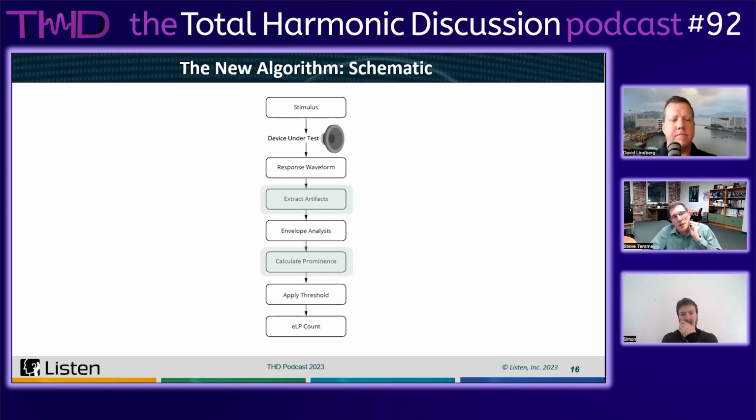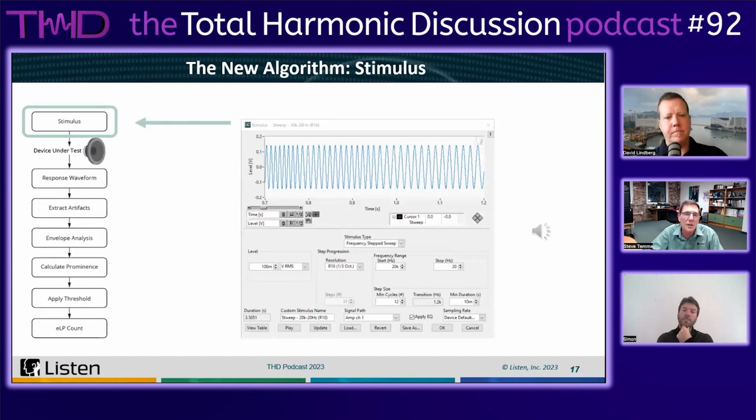So basically, the algorithm looked like this. We enhanced the ability to extract artifacts, which basically means we made a better notch filter. We still use envelope analysis. But the big difference is that we tried to come up with a better way to catch the peaks, the transients, using something called prominence. I'll explain that in a moment. But other than that, it's the same algorithm from 2004.